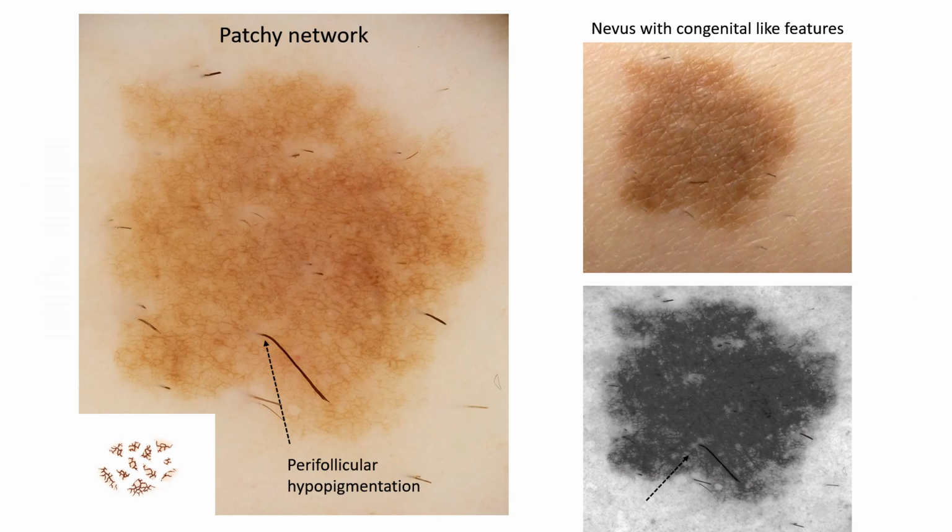Patchy network. These are often seen with nevi with congenital-like features. The patchiness is often due to the fact that you have these white areas, which is actually perifollicular hypopigmentation. Here we see the terminal hairs with the perifollicular hypopigmentation.